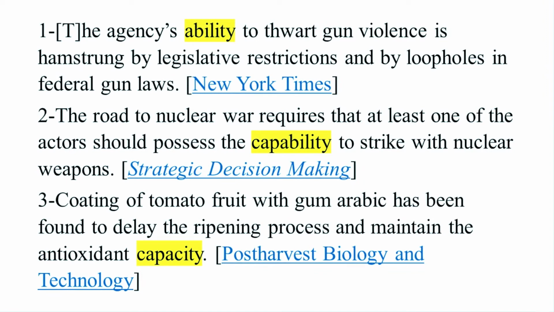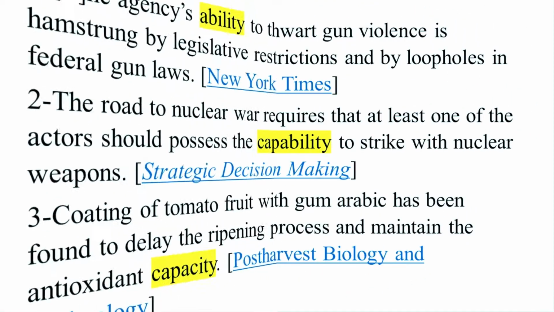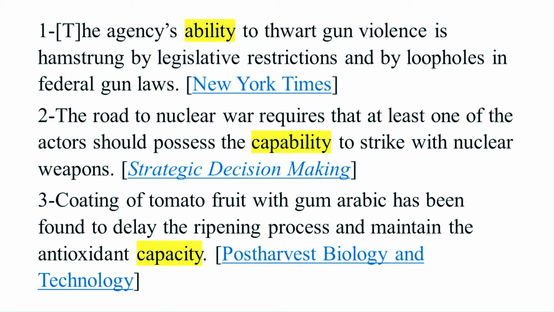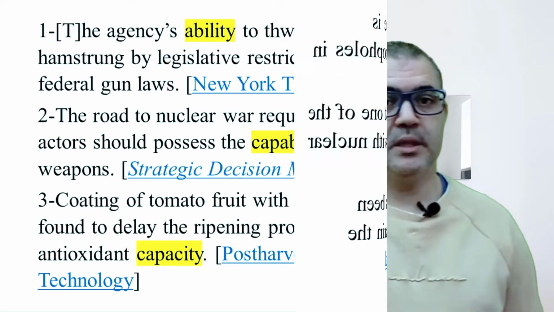Let's first have a look at these examples from renowned periodicals. 1. The agency's ability to thwart gun violence is hamstrung by legislative restrictions and by loopholes in federal gun laws. 2. The road to nuclear war requires that at least one of the actors should possess the capability to strike with nuclear weapons. 3. Coating of tomato fruit with gum arabic has been found to delay the ripening process and maintain the antioxidant capacity. As you can see, these words can be used sometimes as synonyms, but are often confusing.